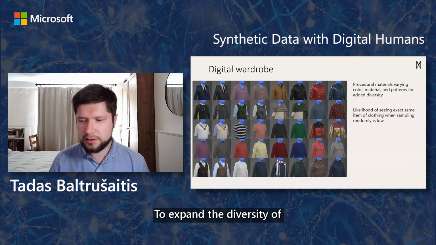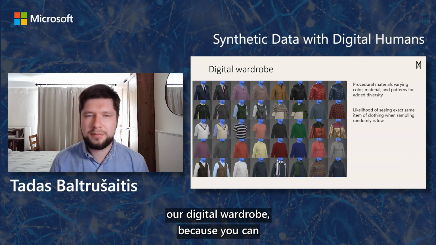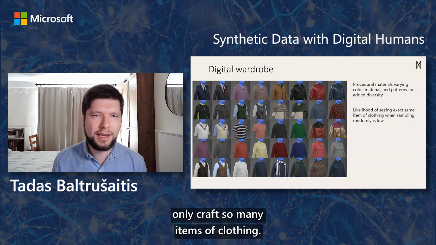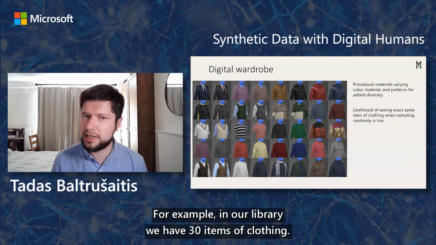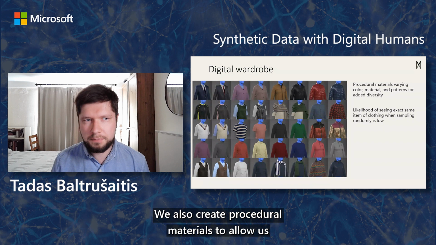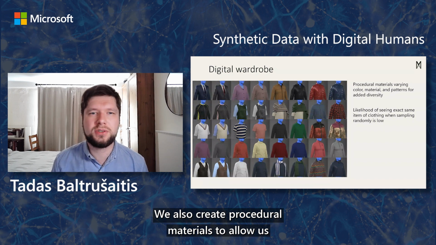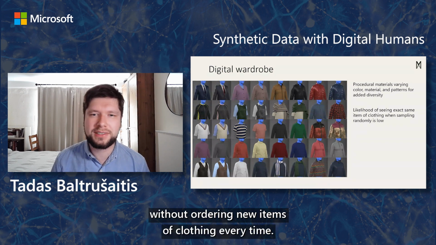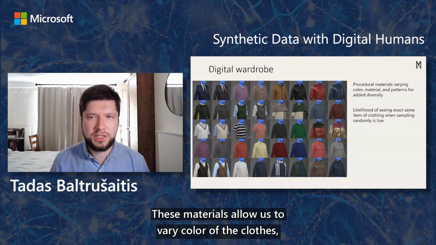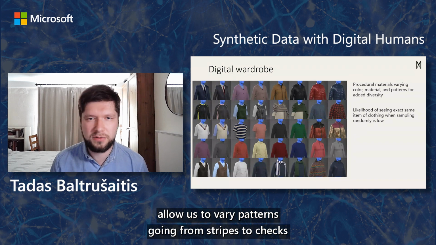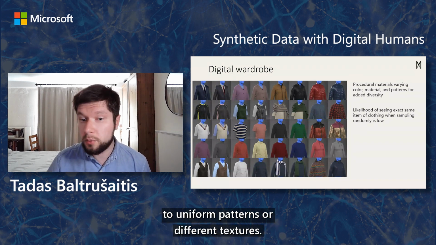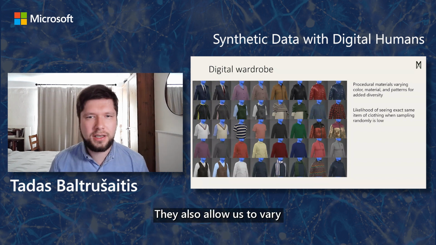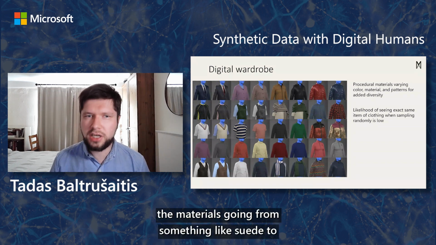To expand the diversity of our digital wardrobe, because you can only craft so many items of clothing, for example, in our library, we have 30 items of clothing, we also create procedural materials to create extra diversity without authoring new items of clothing every time. So these materials allow us to vary the color of the clothes, vary patterns, going from stripes to checks to uniform patterns or different textures. They also allow us to vary the material, going from something like suede to leather.